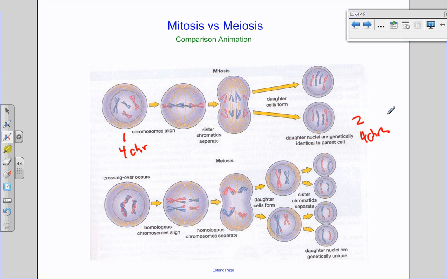There's no crossing over, there's no random assortment, nothing to give genetic variation, so they are genetically identical to the parent cell. Which makes sense because we're normally doing mitosis in order to grow and repair cells that are similar, or to grow and develop an individual.